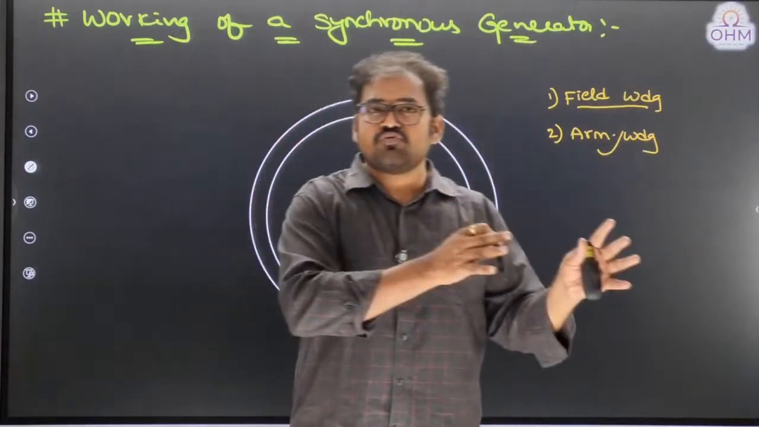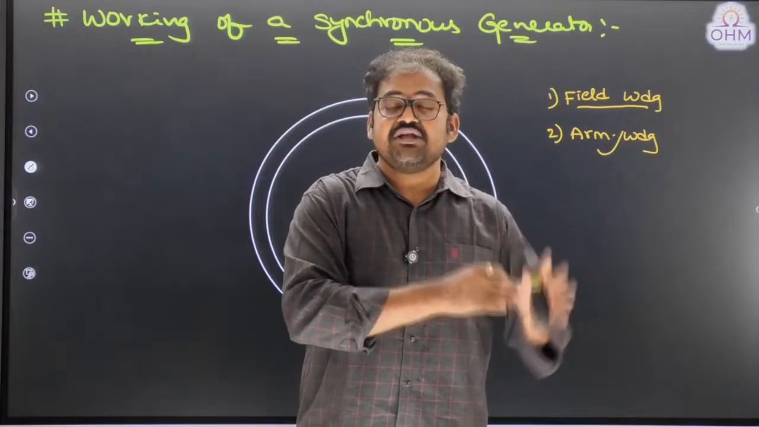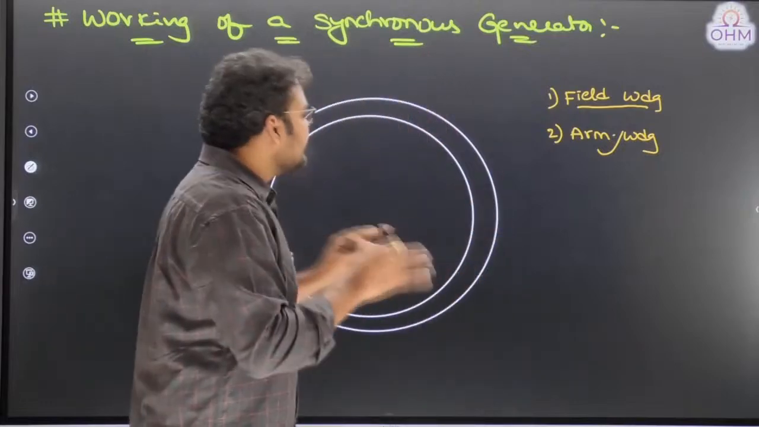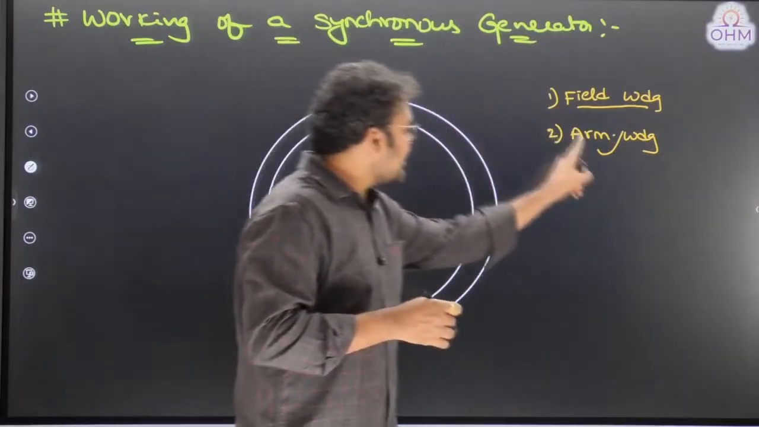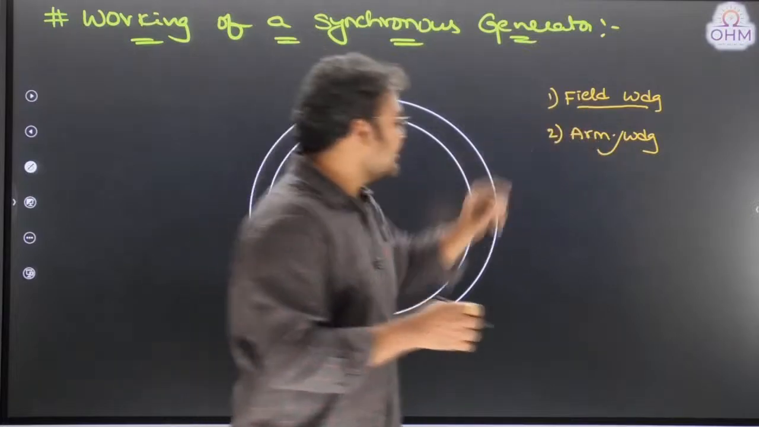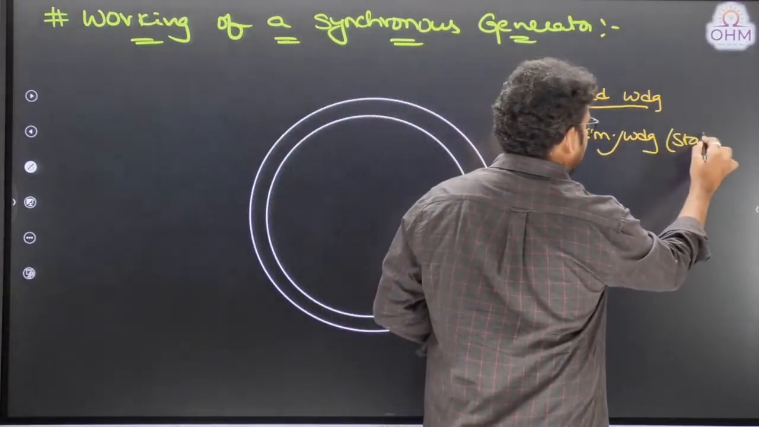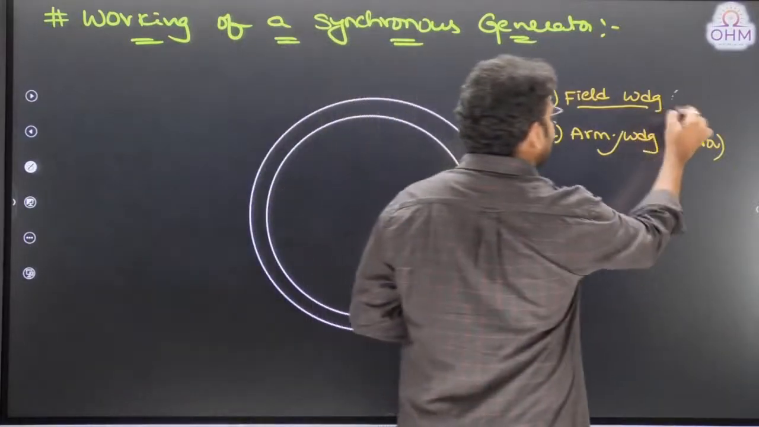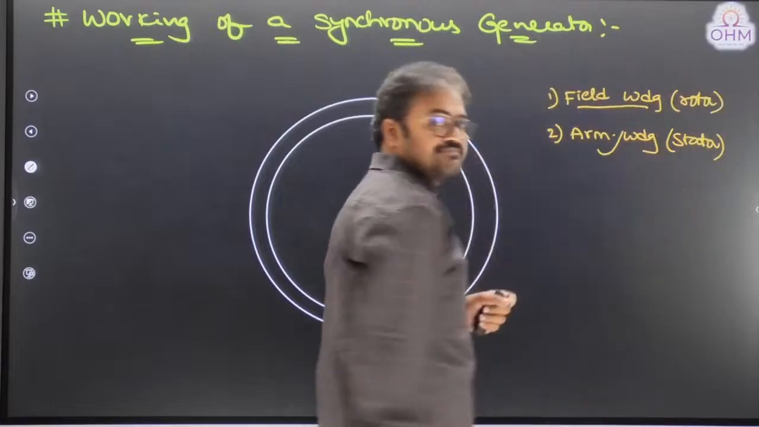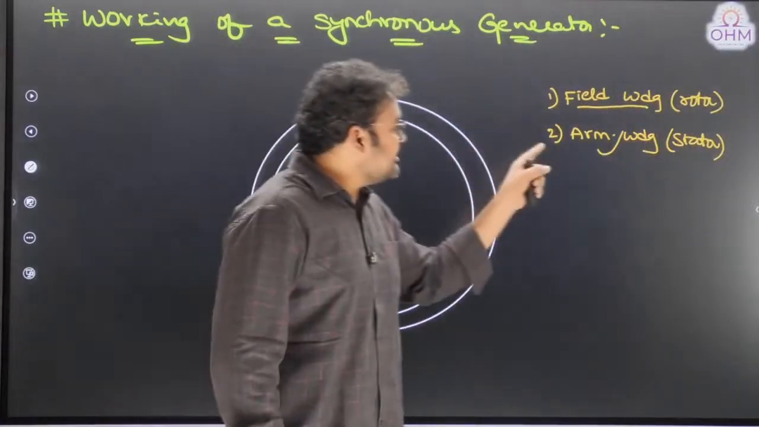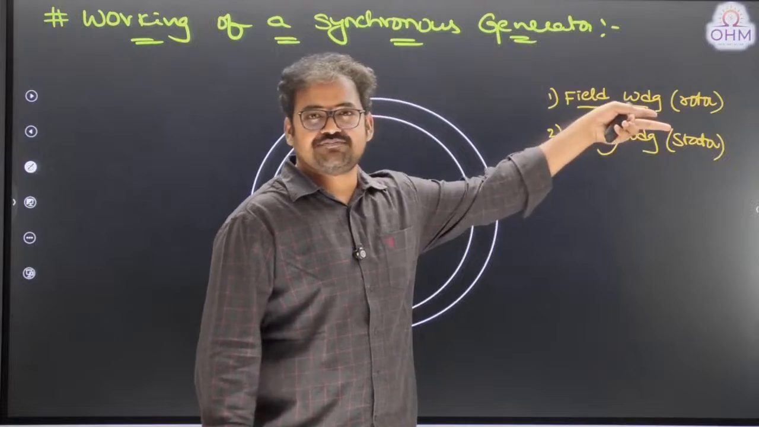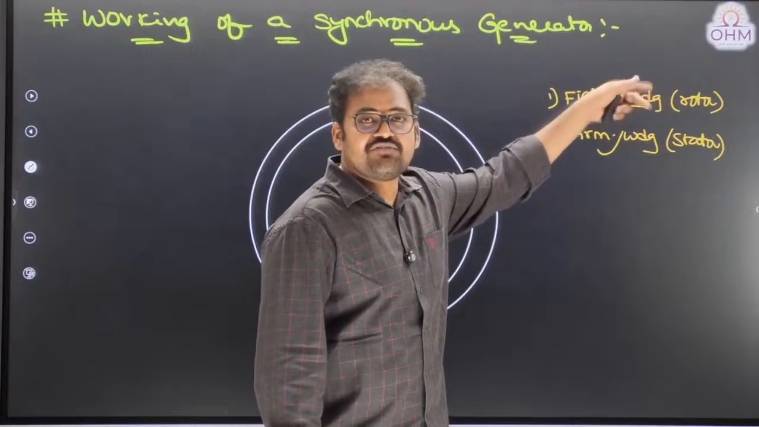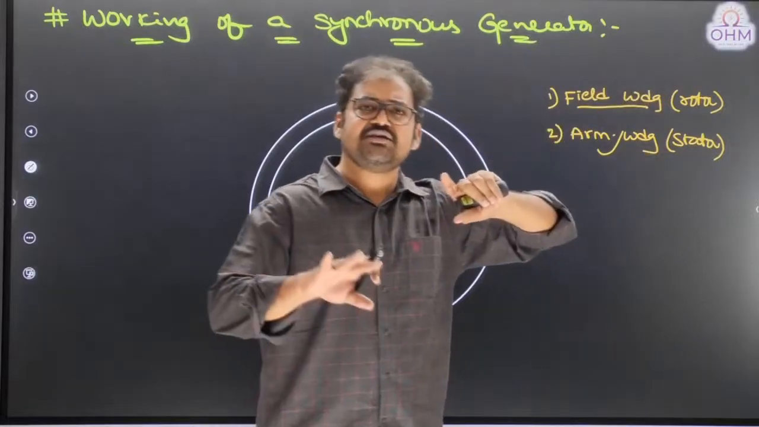Therefore, output voltage of a synchronous generator means it is the voltage from which winding? Armature winding. And in case of a synchronous generator, this armature winding will be on stator part of the machine, and the field winding will be on rotor part of the machine. And if you discuss the same thing in a DC generator, exactly opposite. In a DC generator, armature winding will be on rotor, field winding will be on stator. Okay, that we will study in DC machines.